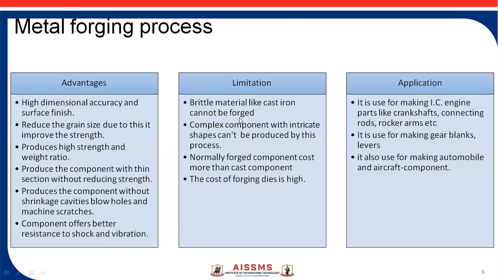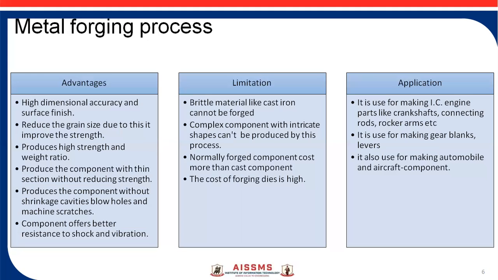Then the limitations. Brittle metals like cast iron cannot be forged. This is one of the limitations of the forging process. Complex shapes with integrated features cannot be produced by this process, like ship manufacturing, naval manufacturing, or any complicated shapes, which cannot be easily forged. But by using the casting process, a complex component can be manufactured easily compared to forging. The next limitation is that a forged component normally costs more than a cast component, because the press cost is more and high-skilled workers' cost is more.